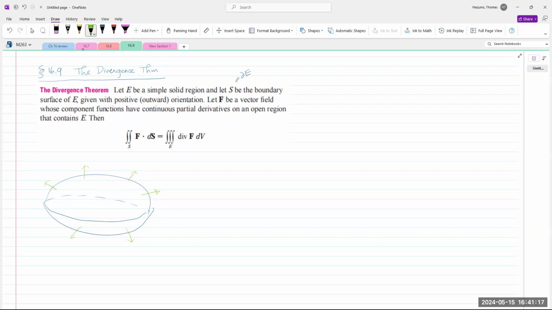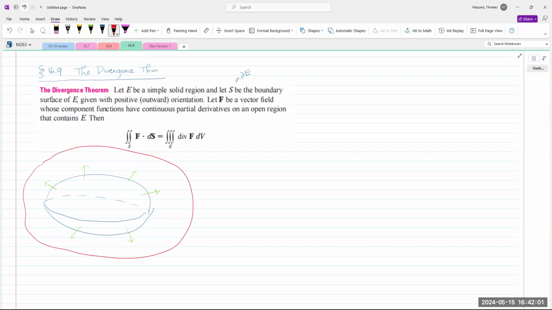Now, let F be a vector field whose component functions have continuous partial derivatives. This basically guarantees that when we take the divergence later on, the divergence will be continuous. The partial derivatives are continuous on an open region that contains E. Again, this is the standard way to say that E is contained in another open region larger than E, such that the derivatives apply even at the boundaries.